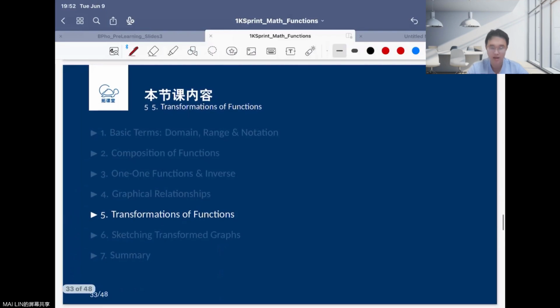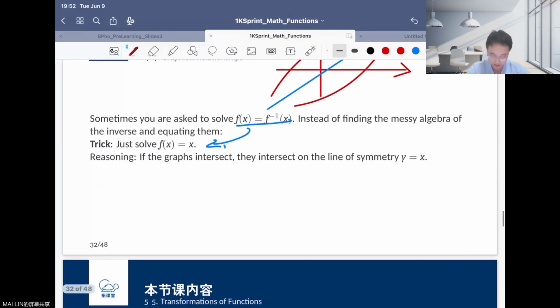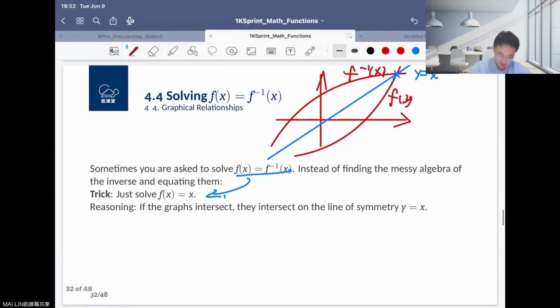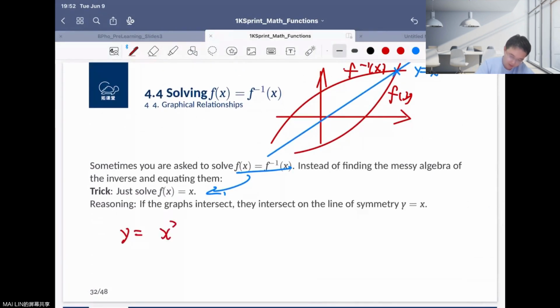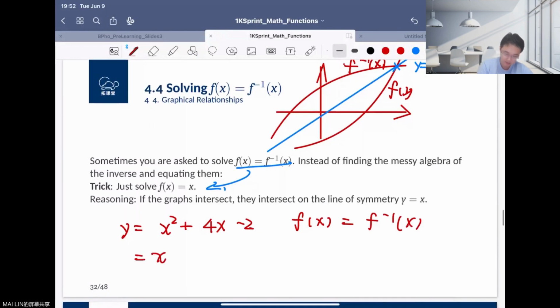Maybe after the class, I hope you can try to solve some problems. I'll give you an example here. If you want to solve the function y equals x squared plus 4x minus 2, and you want to calculate the equation f(x) equals f inverse function, maybe it's very hard to calculate, right? So now you can just set it equal to x and find x squared plus 3x minus 2 equals 0.